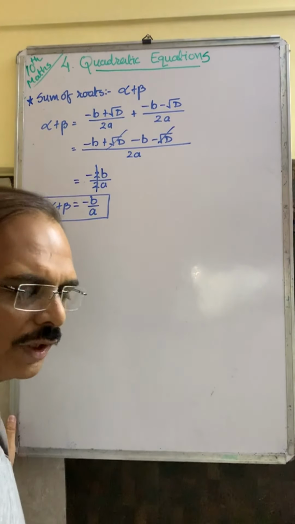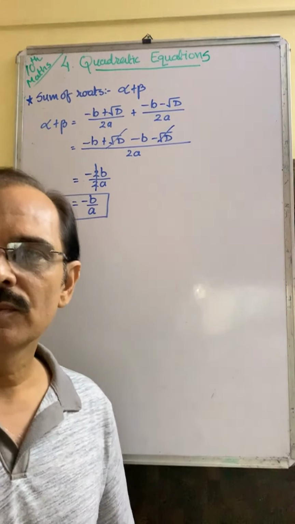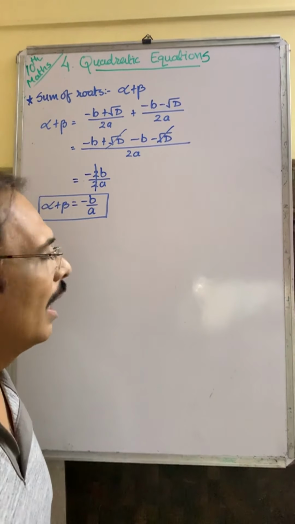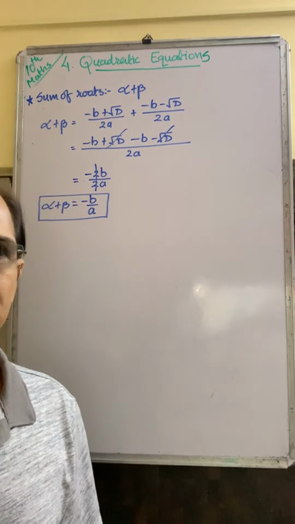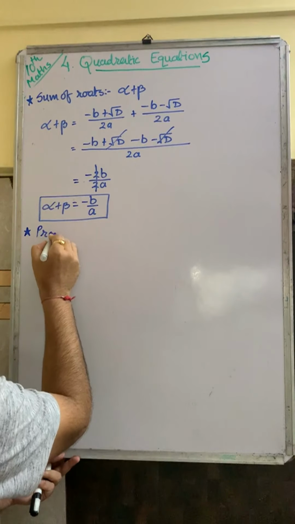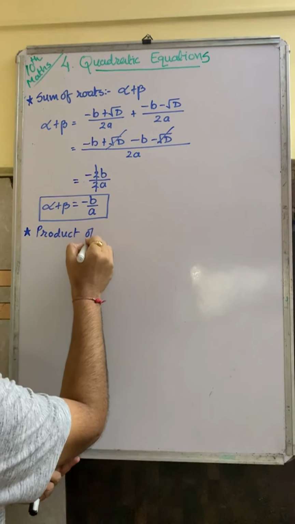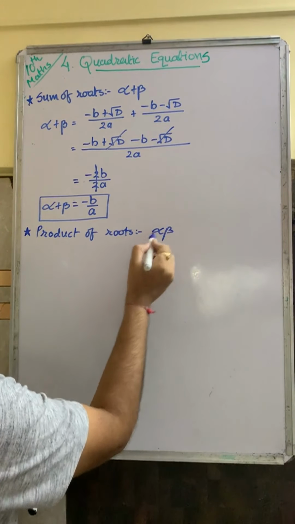You can relate it with polynomials. Do you remember, in polynomials also, alpha plus beta is minus b upon a. Now product of roots, that is alpha into beta.